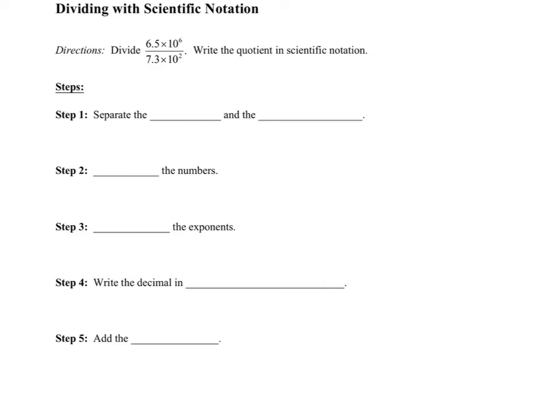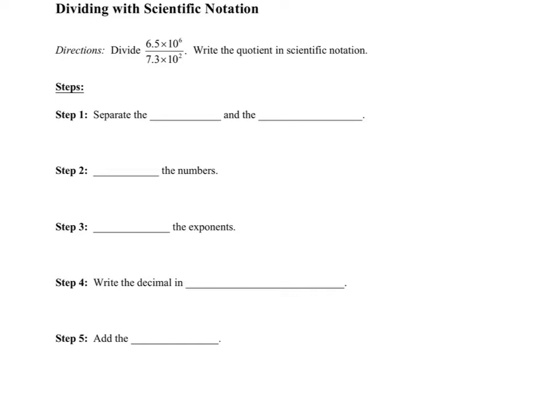Gallagher, and today we're going to discuss dividing with scientific notation. So the directions state divide 6.5 times 10 to the 6th power divided by 7.3 times 10 to the 2nd power. Write the quotient in scientific notation. So there's 5 steps how we want to divide in scientific notation.